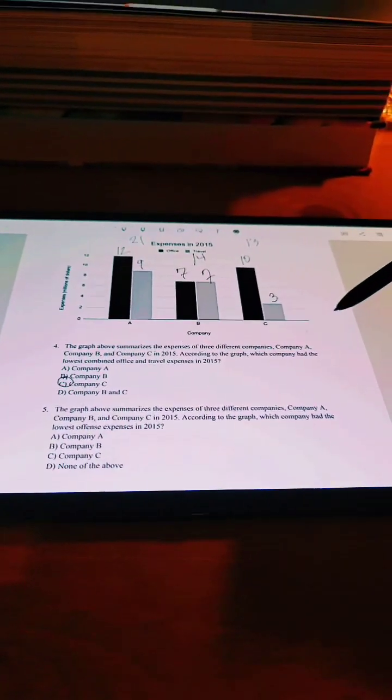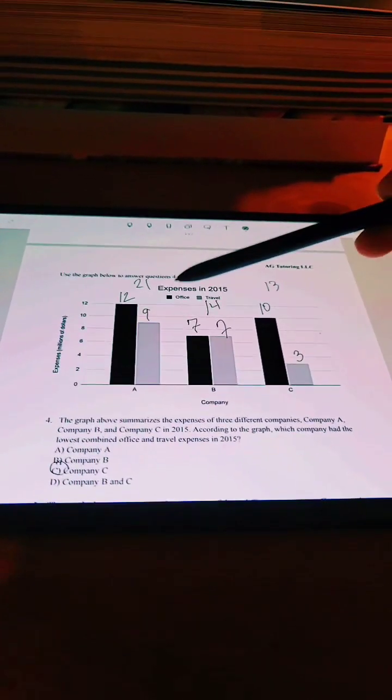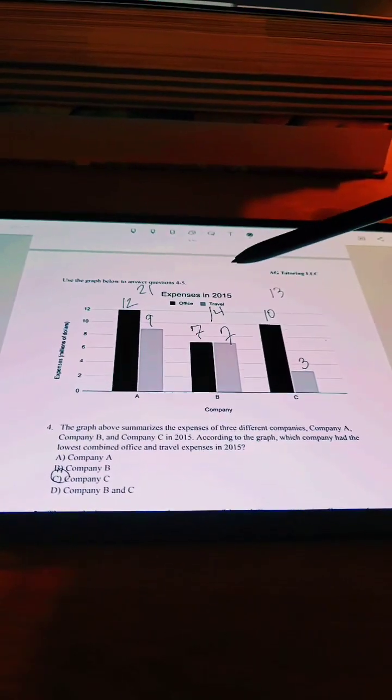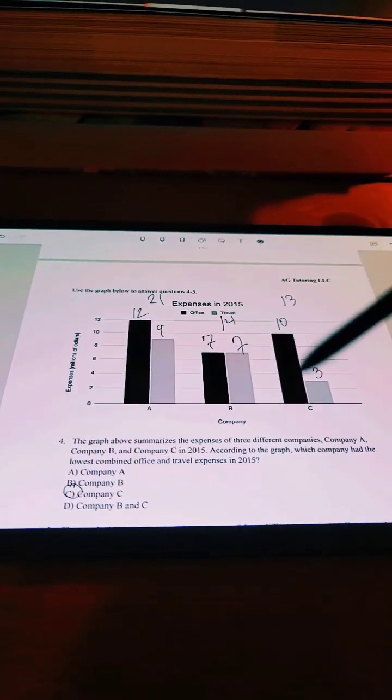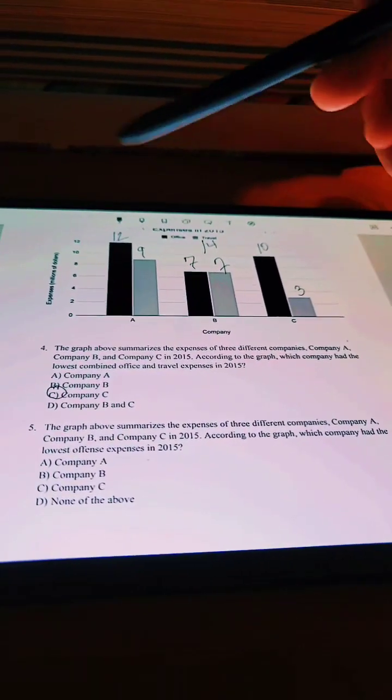So now we're talking about the same figure up here. And it says, according to the graph, which company had the lowest office expenses? So we're just looking at office, so just the black bar, the lowest one. And that would be company B. So it would be answer choice B for that one.